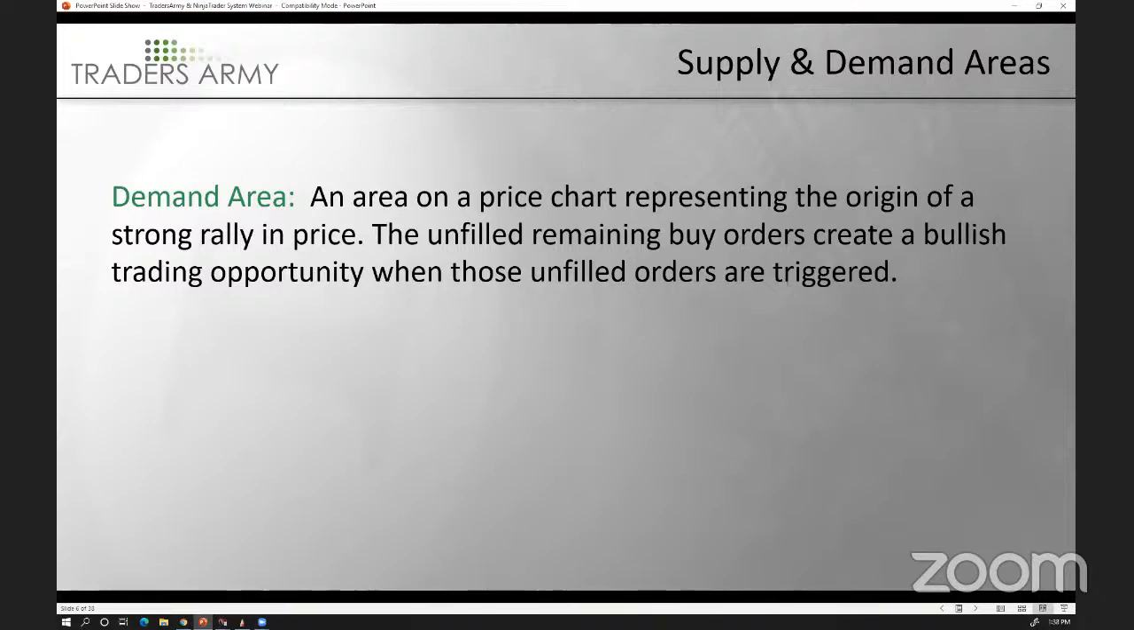So what caused prices to rally off that floor is an excess of demand. When we're looking for an area of demand on a price chart, it is going to be specifically representing the origin of a strong rally in price. The origin of a strong rally indicates that this is the first time price rallied in this way, and the first time something rallies is generally going to be the strongest rally in price. When we have an origin that we can identify clearly on a price chart, what causes that strong rally in price is an unfilled remaining buy order, or really a large stack of buy orders, that created a bullish trading opportunity when those unfilled orders are triggered in the future.